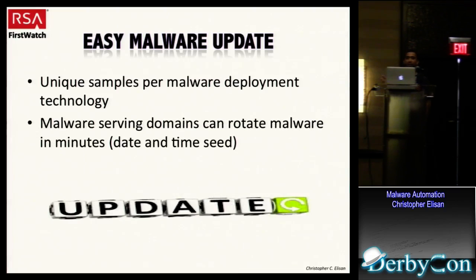That's why in the industry, when they send out a hash saying this is the hash of the malware, I really don't use that as much to identify malware, because chances are you would only see it once. You wouldn't even see it again, because it's very easy to create a malware. And also, another way to update your malware is that the malware serving domains can rotate malware in minutes.